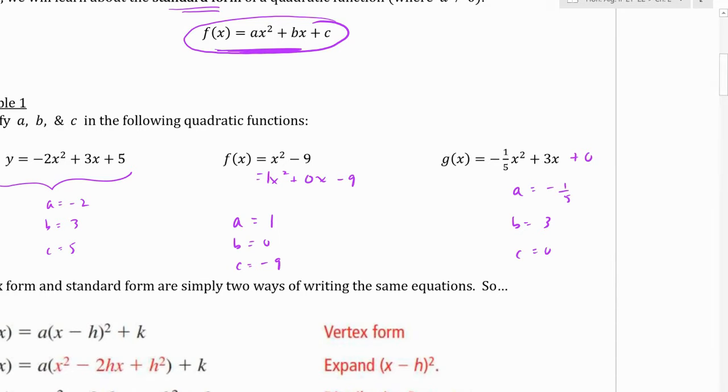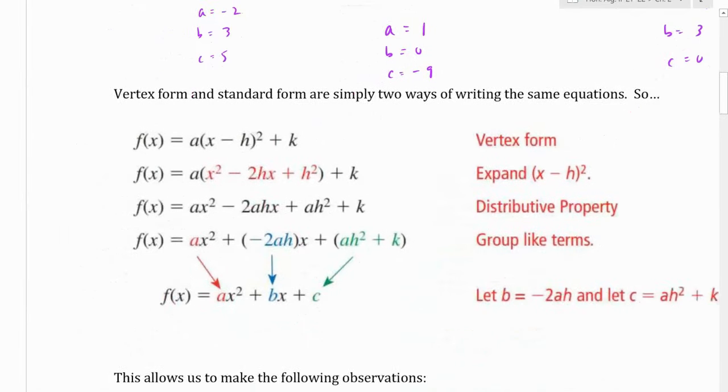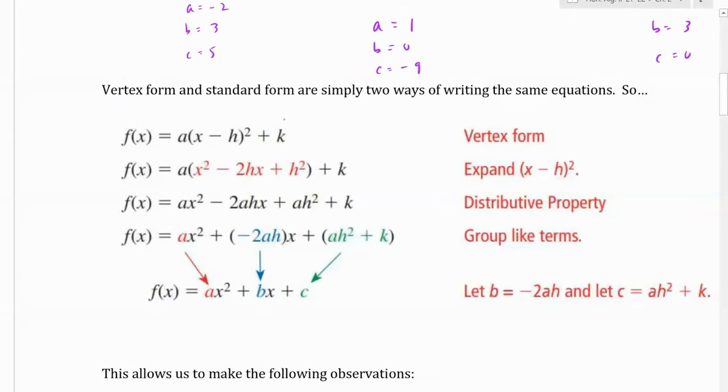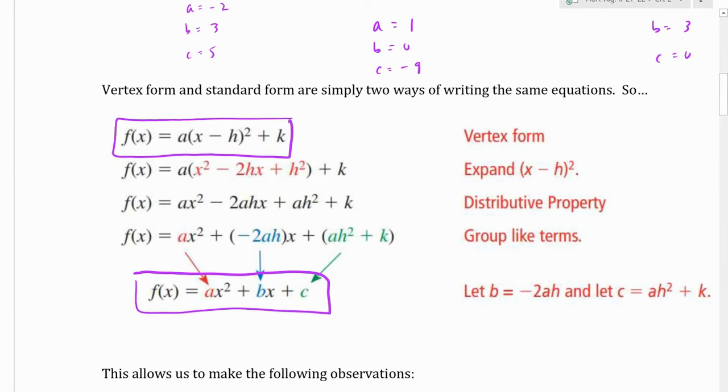Here's why being able to tell what they are is really handy. There are 2 different ways of writing a parabola so far. There's the vertex form, and there's the standard form. Those are two different algebraic manipulations of the exact same function that results in the exact same parabola. So no matter how you write it, it's going to be the same function.